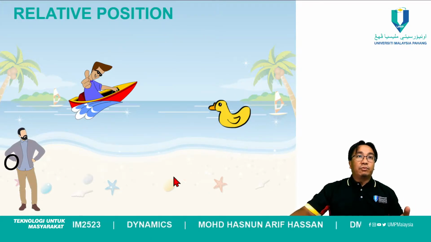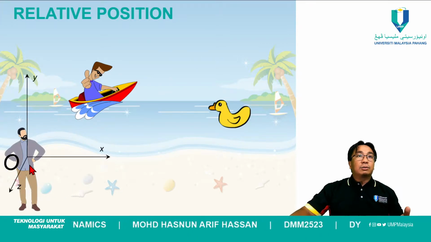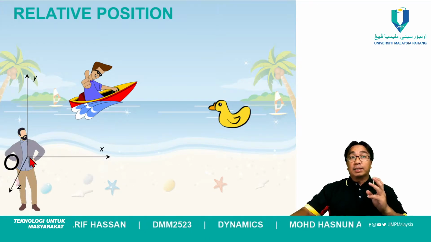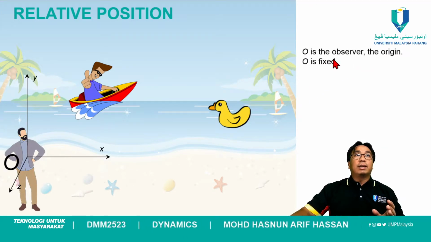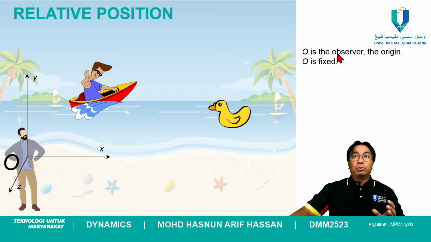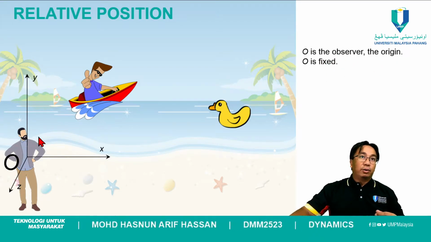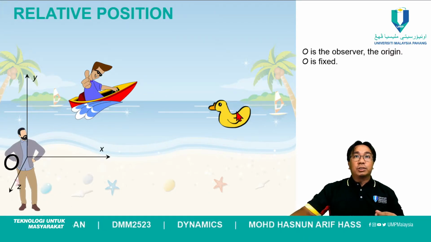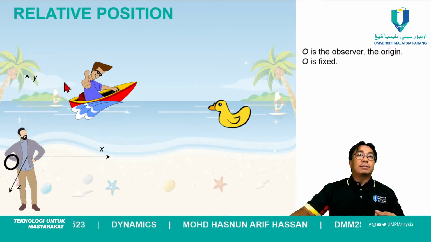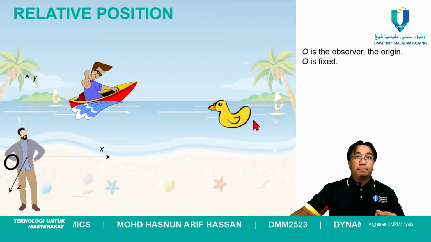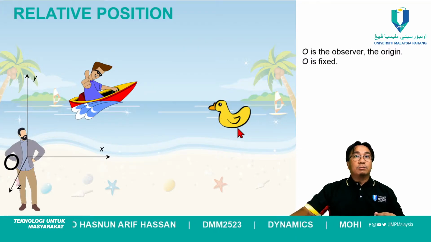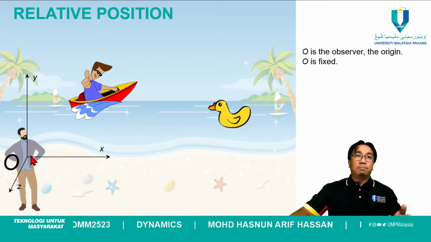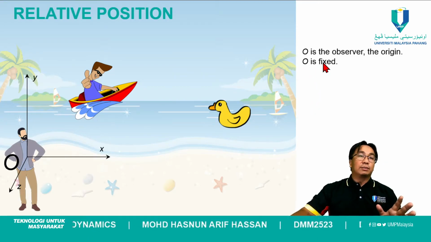Okay, as if dia ialah kita punya origin of the coordinate system. Dia yang tetap tidak bergerak. So we can say that point O is the origin, the observer. Orang yang berdiri ni, this standing man is observing the motion of these two objects. A man on a boat is moving, as well as the duck is moving. And this man is fixed. Kita assume dia tidak bergerak. This man, point O is fixed, not moving.